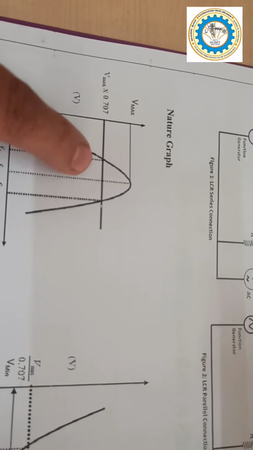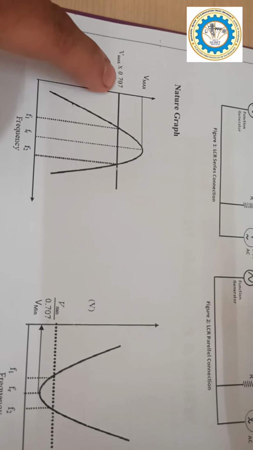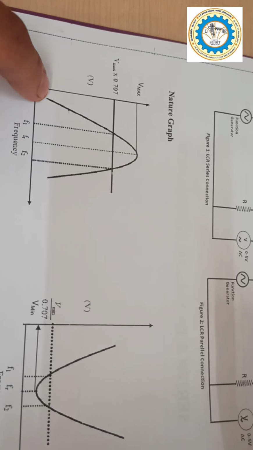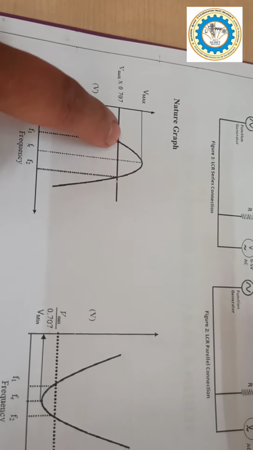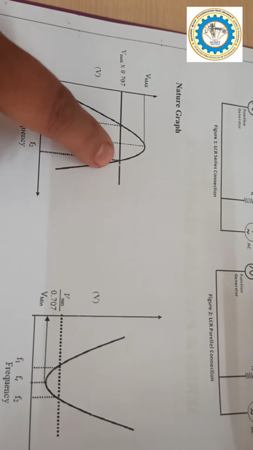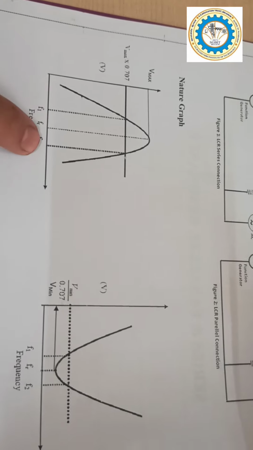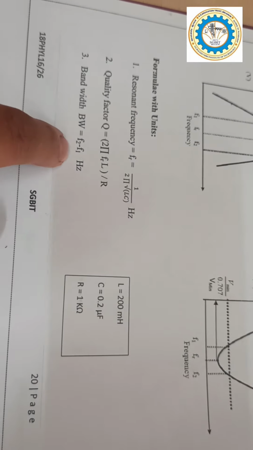Then to find the quality factor and the bandwidth, for bandwidth we have to take the V maximum that we have got and multiply by 0.707. You plot that value on the y-axis, and from there draw a line which cuts the curve at 2 points. From there draw perpendiculars to the x-axis. Then you will get F1 and F2, and their difference will be the bandwidth.